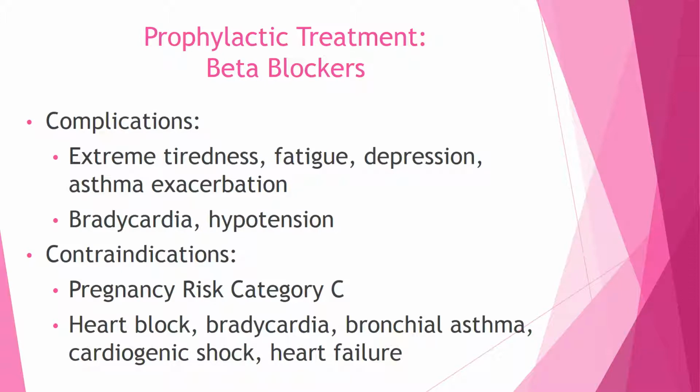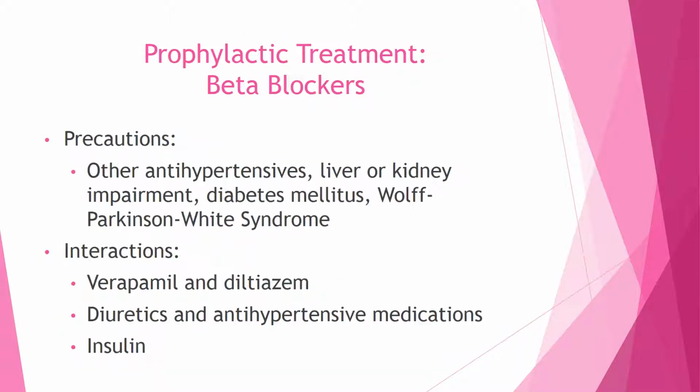Contraindications: pregnancy risk category C, heart block, bradycardia, bronchial asthma, cardiogenic shock, and heart failure. Precautions: other antihypertensives, liver or kidney impairment, diabetes mellitus, Wolff-Parkinson-White syndrome. This is in the heart. It's very rare. Kids have dropped dead on a basketball court from Wolff-Parkinson-White syndrome. It's just a change in the EKG in their heart pathway. Interactions: verapamil, diltiazem, diuretics, antihypertensive medications, and insulin.